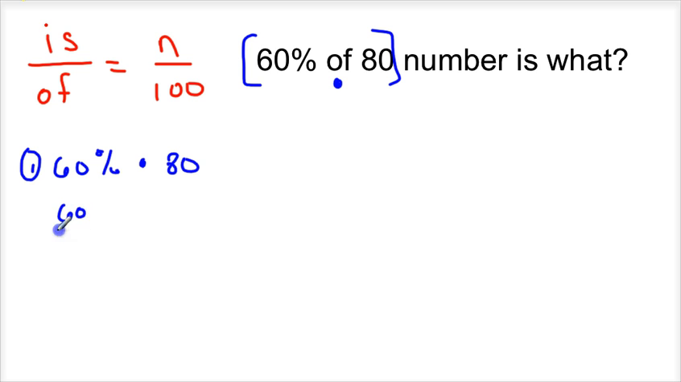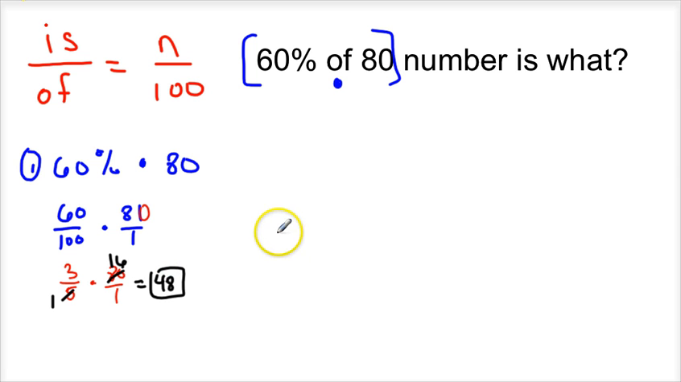turning 60 over 100 times 80 over 1. And then again, we can simplify 60 over 100 into 3/5 times 80 over 1. Divide both 5 and 80 by 5. 5 divided by 5 is 1. 80 divided by 5 is 16. 16 times 3, and we're getting an answer of 48. That's one option.